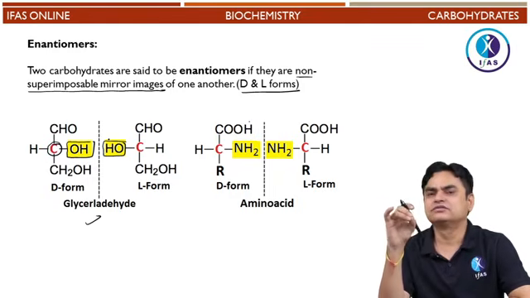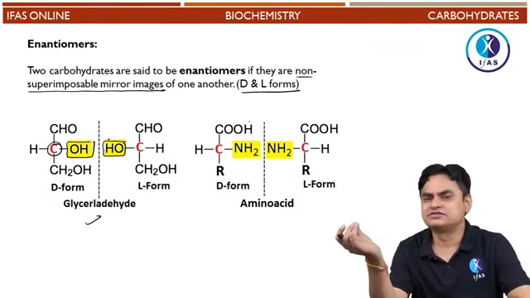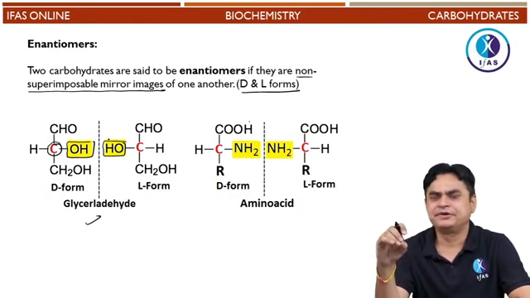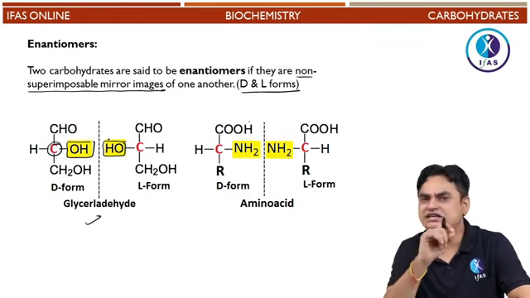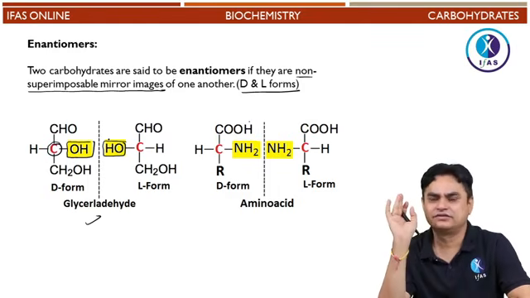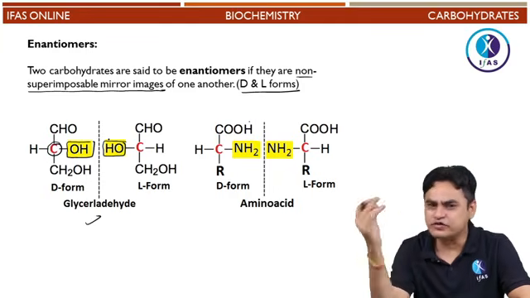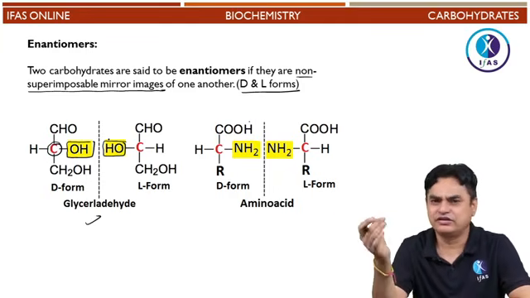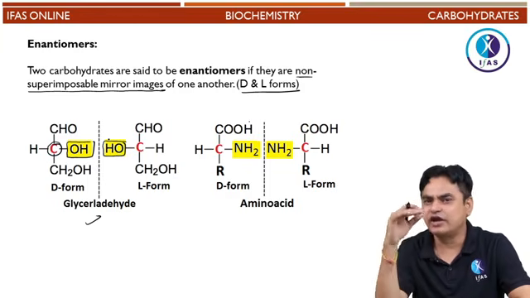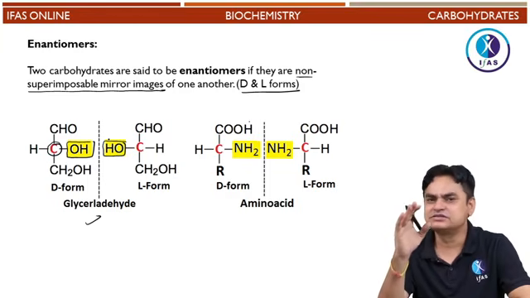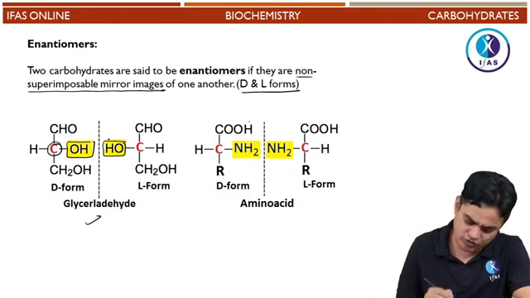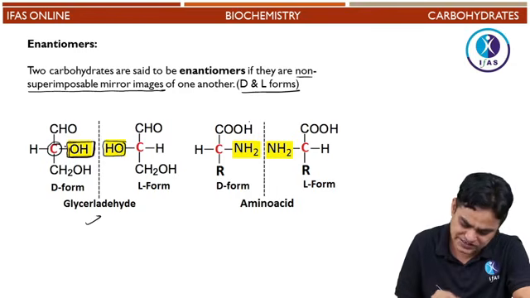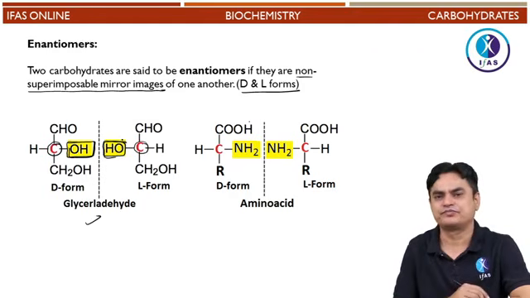All other enantiomers are named by comparing their structures with D-glyceraldehyde and L-glyceraldehyde, whether they are amino acids, phospholipids, or any other molecule. For enantiomers, the reference molecule is D-glyceraldehyde and L-glyceraldehyde. So on a chiral carbon, if the OH group is on the right side, it is referred to as D form, and if the OH group is on the left side, it is referred to as L form.